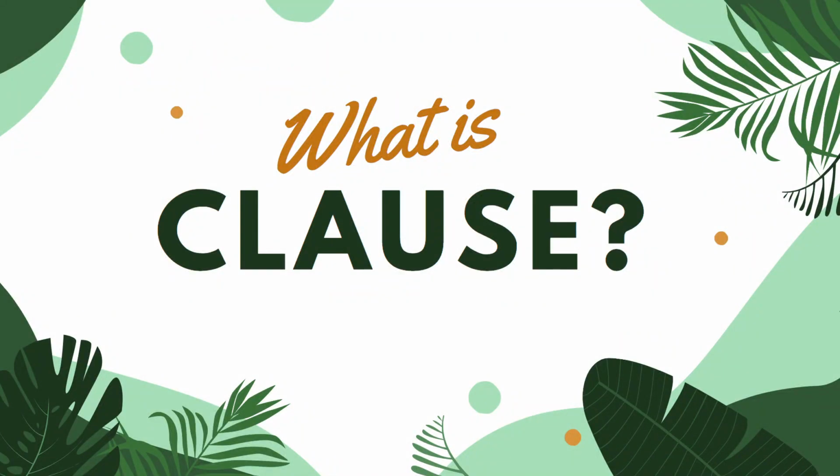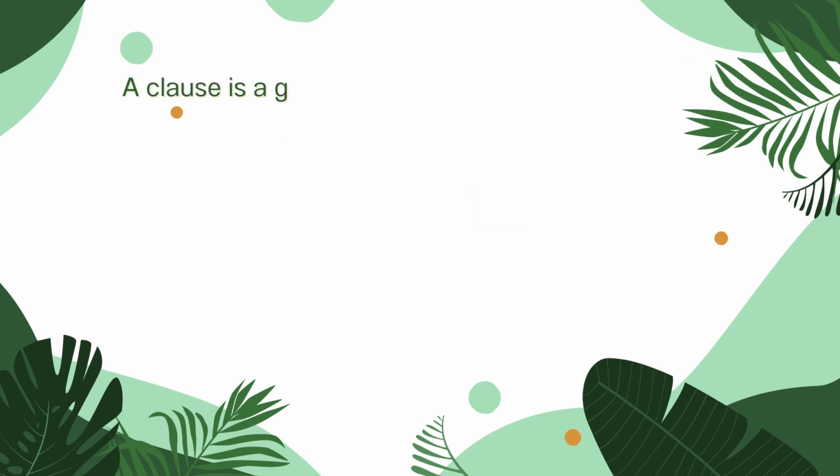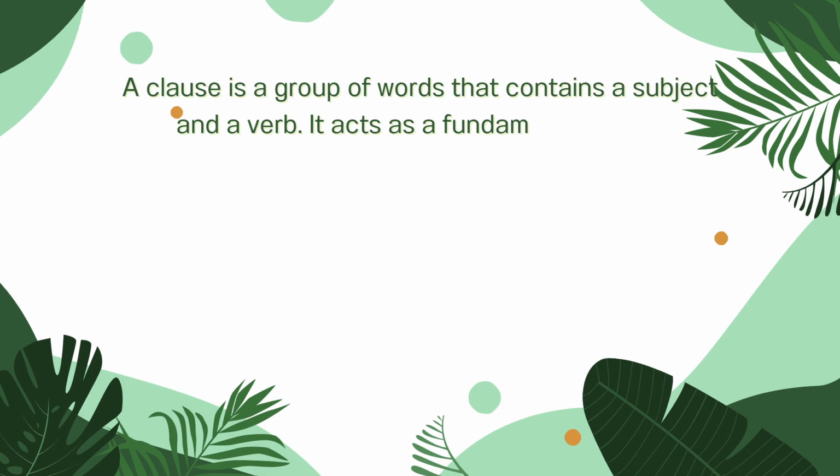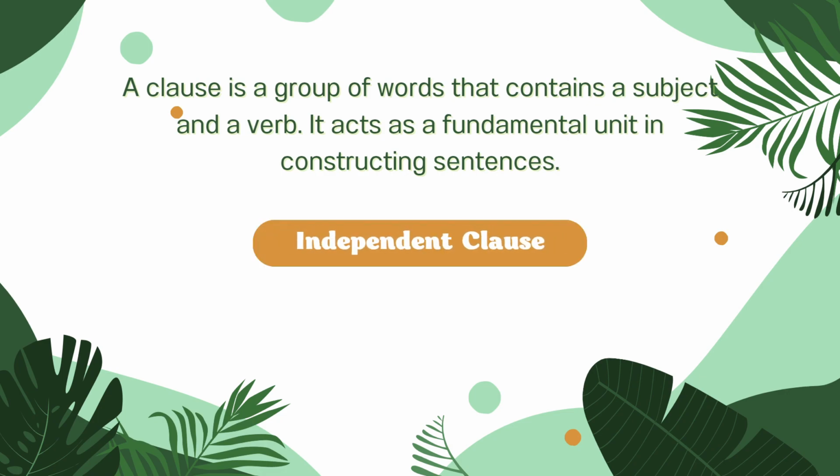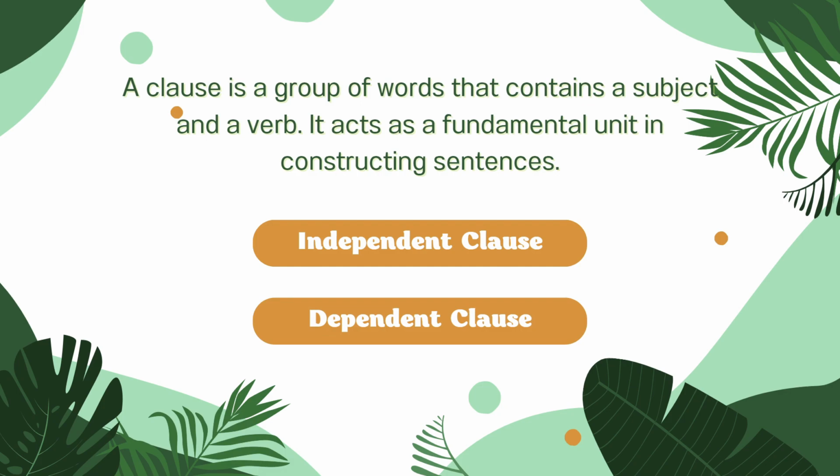Well, before I explain about noun clause and adjective clause, I would like to explain about the clause first. A clause is a group of words that contains a subject and a verb. It acts as a fundamental unit in constructing sentences. There are two main types of clauses. The first is independent clause or main clause, and the second is dependent clause or subordinate clause.